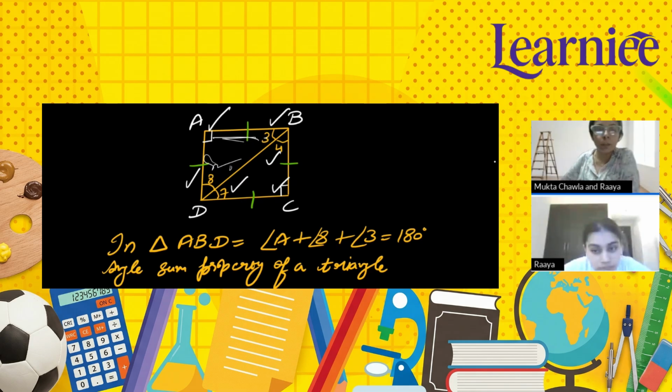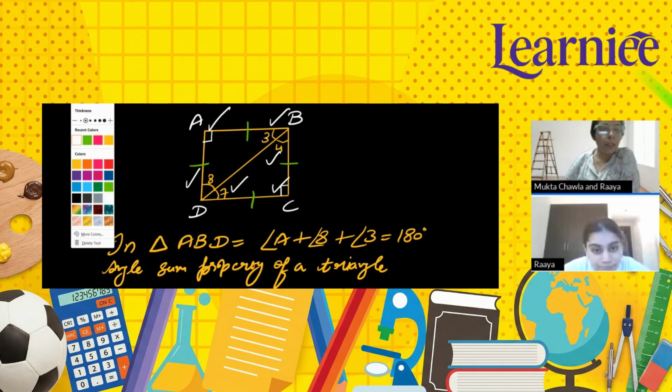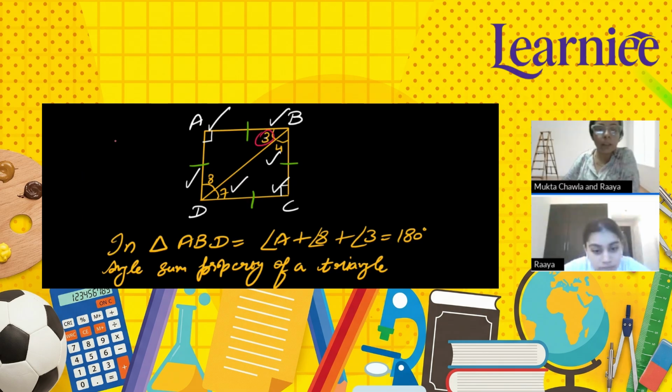Okay, I'll remove the shading so that there is no confusion. See, now I'll be encircling what we have got. Angle 3 is fine, done. Angle 8 is done. Angle 7 is done. Now, can you tell me how you can find angle 4? There are two methods by which you can find angle 4.